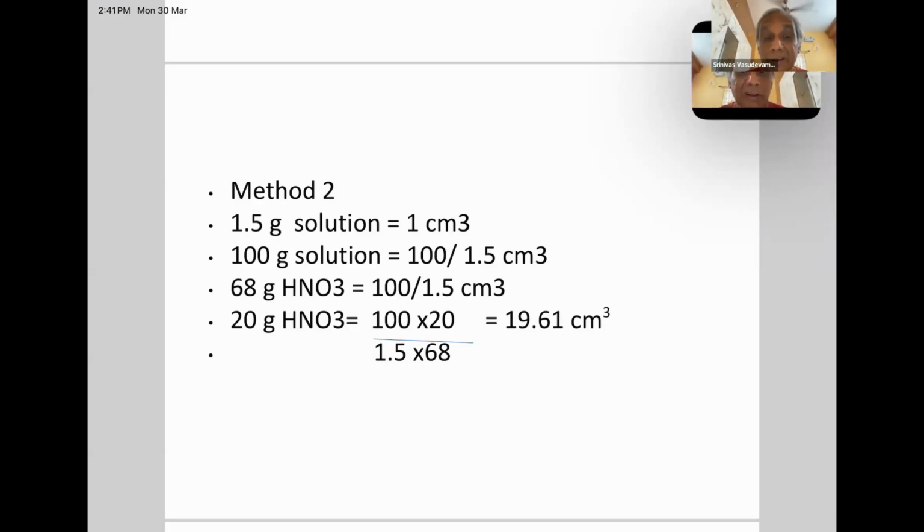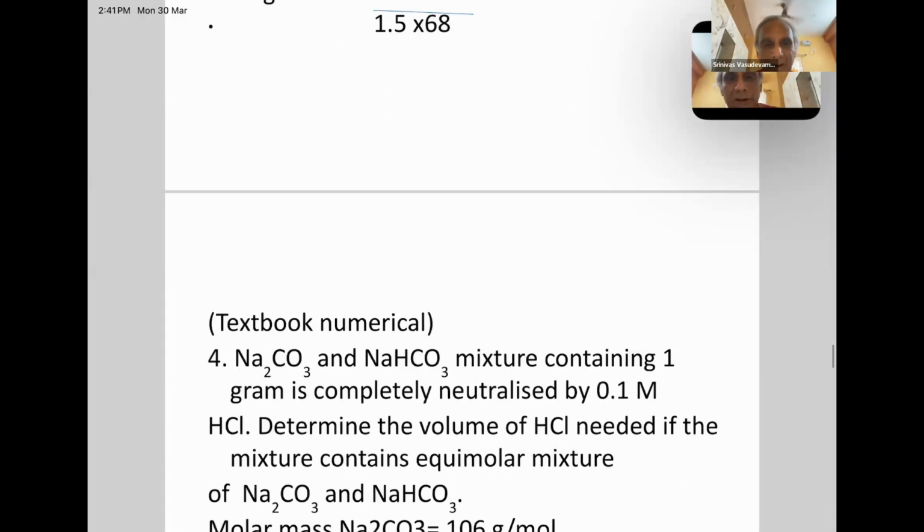This is occupied by 68% nitric acid. That is 68 gram nitric acid. 68 gram nitric acid occupies a volume of 100 by 1.5 centimeter cube. 20 gram of nitric acid, what is the volume occupied? 100 by 1.5 into 20 by 68, which is 19.61 centimeter cube.